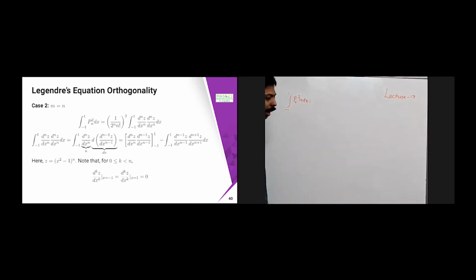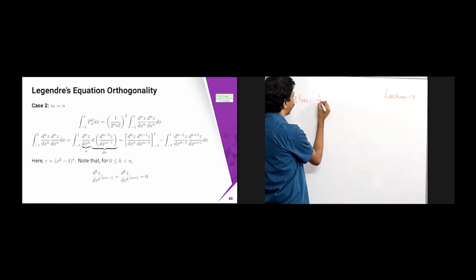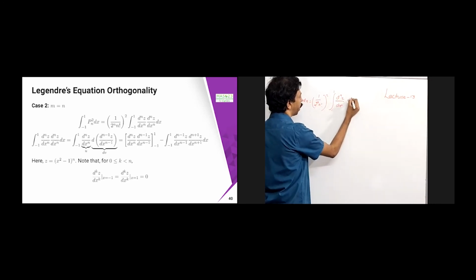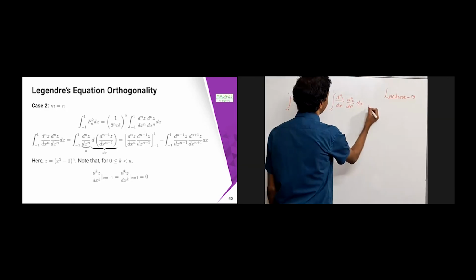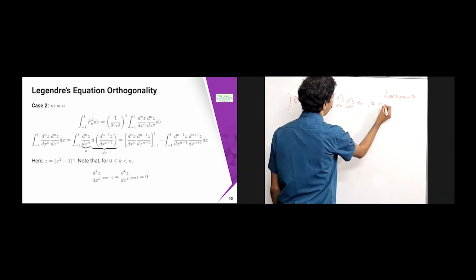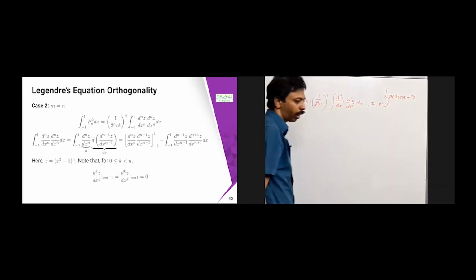Okay, so I can write Pn of x as 1 by 2 power n into n factorial, whole square, into the integral from minus 1 to 1 of d^n z by dx^n times d^n z by dx^n dx, where z is nothing but (x square minus 1) power n. Once again I can use the UDP formula.